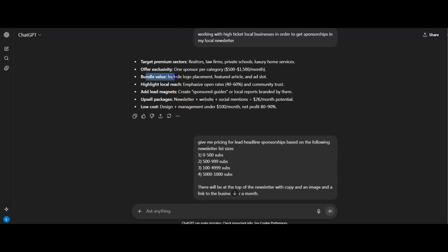So we're bundling value. We're giving them a good quality featured article or a big ad slot and a logo, and we're taking the workload off them by doing it ourselves. The next thing we're going to do is highlight the local reach, the fact that we target people within the local area.